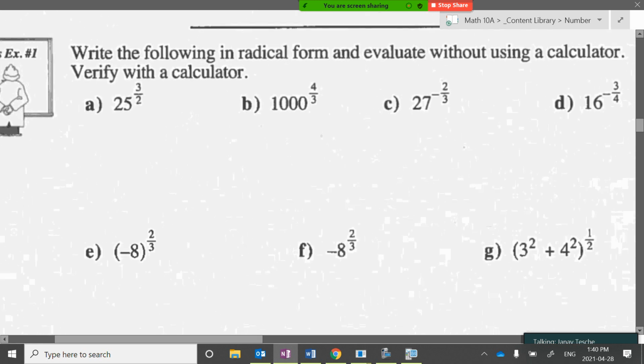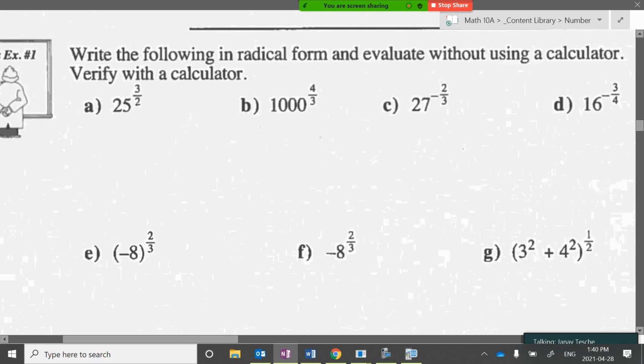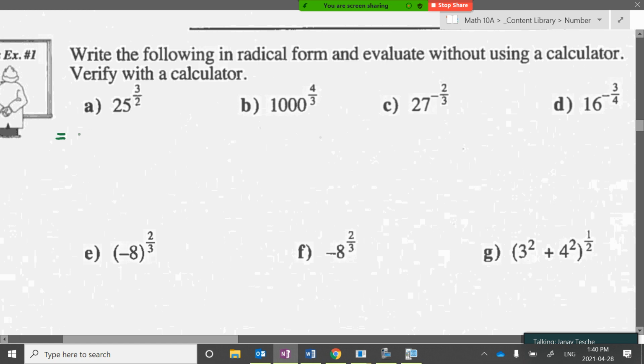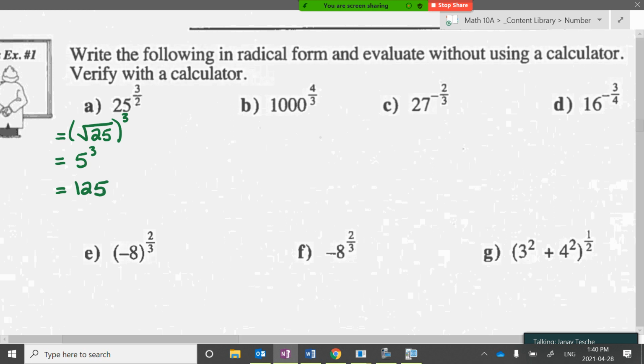So, solve these without a calculator, they say. These are all numbers I think we should be able to do in our heads. 25 to the power of 3 over 2. So this is going to be equal to the square root of 25, that answer cubed. What's the square root of 25? 5. What is 5 cubed? Fabulous. That's a number I think you could do on your own. I would hope. And if you can't, you could figure it out on your own.